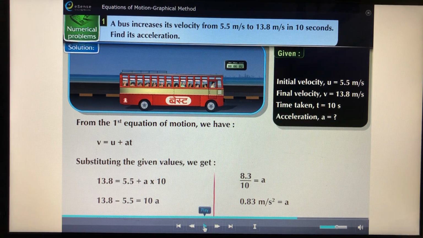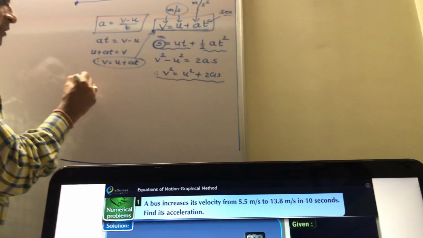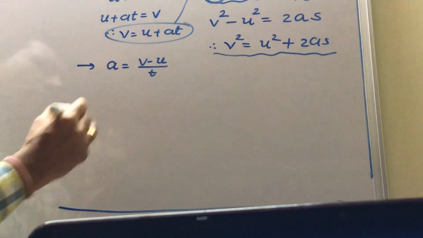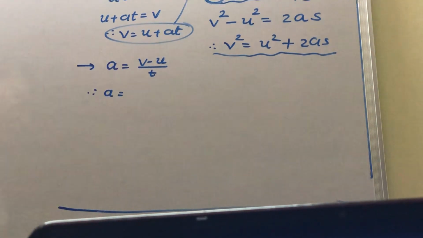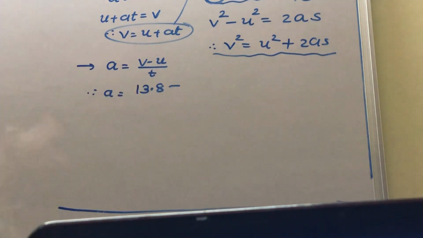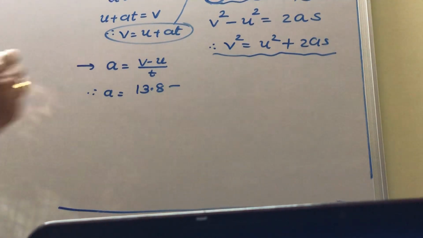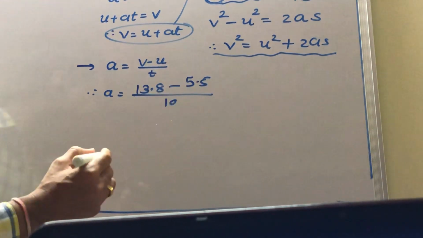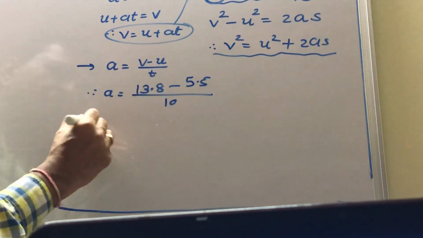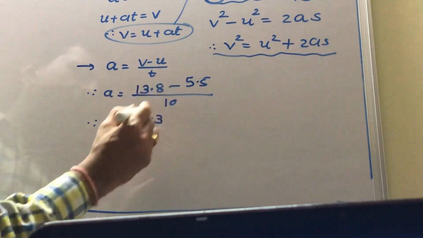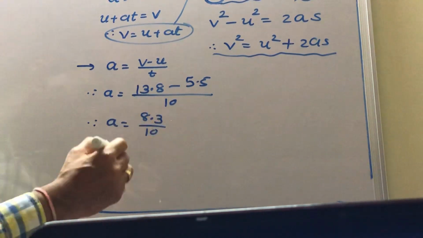Please keep in mind, don't use this method. Please use this method: a = (v − u)/t. So v is given how much? Now tell me, what exactly is v given? 13.8 meter per second, while u, that is initial velocity, is given 5.5 meter per second. Time is given 10 seconds. Subtraction: 13 minus 5 is 8, so 8.3 upon 10.